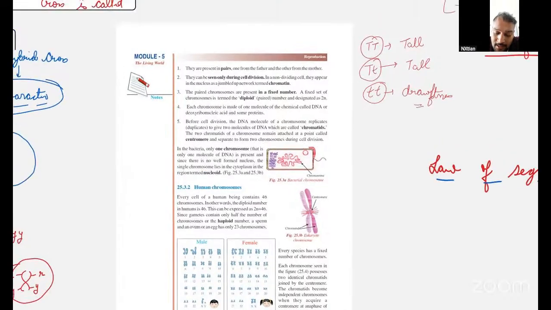They can be seen during cell division. In a non-dividing cell, they appear in the nucleus jumbled in the form of chromatin. I told you, DNA is normally in thread form. When it is in a condensed form, it becomes chromatin. I will share one picture with you guys.